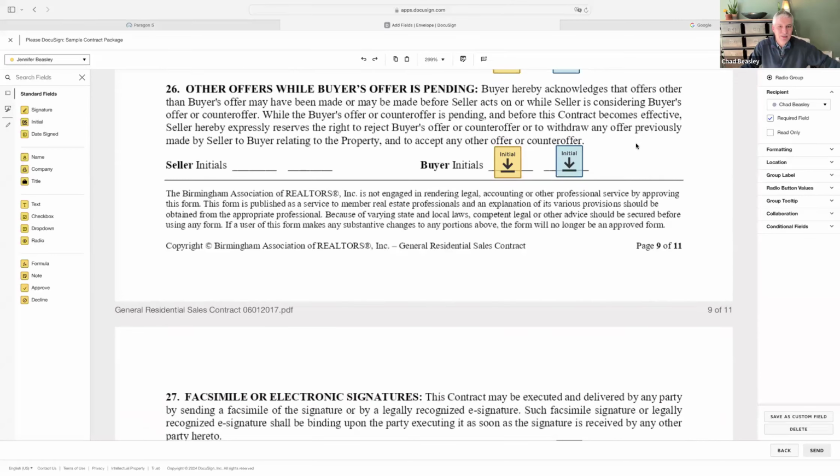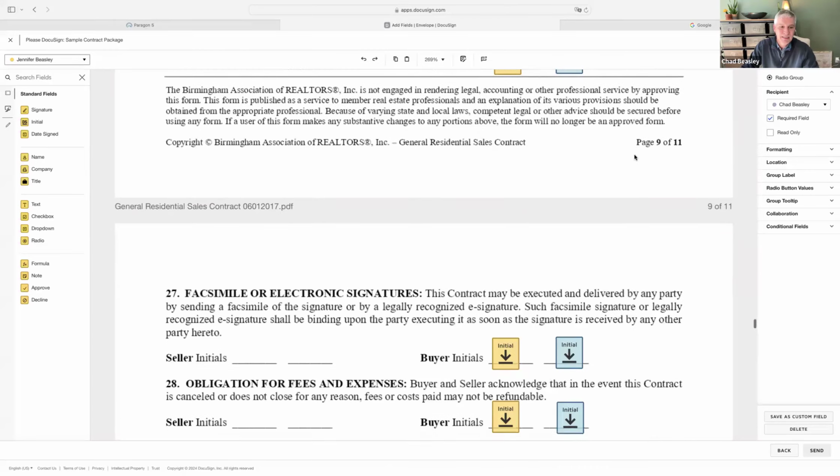Number 26, other offers while buyer's offer is pending. So sometimes buyers think, well, I got my offer in first. Well, it doesn't matter. The seller has the right to review all offers. If your offer comes in and it hasn't been agreed upon in writing yet, and other offers come in, then the seller has the right to review all those offers and choose which one they want to work with. So that's just putting that in writing and disclosing that, and you make sure that your buyer understands that.